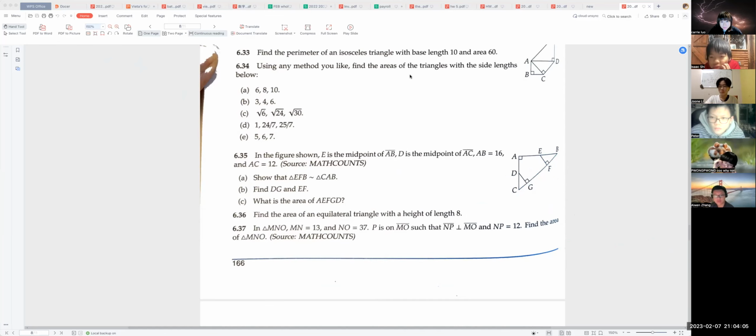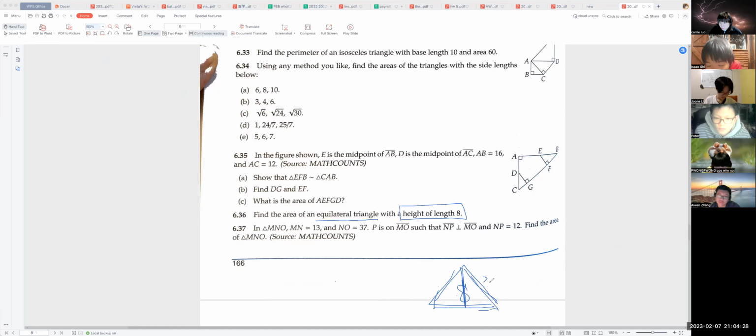So let's take a look at this one. Find the area of an equilateral triangle with the height of the length is 8. So first, you need to draw an equilateral triangle with the height of the length is 8. They didn't tell you what each side equals, but they give you the height, which is 8. So basically they're telling you what?